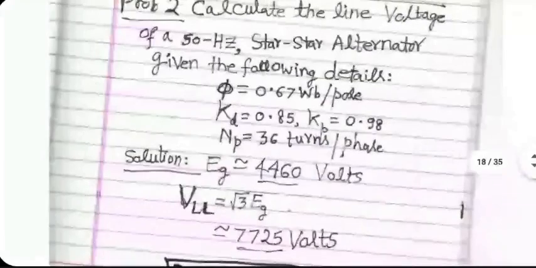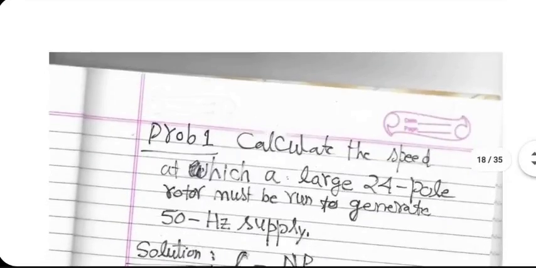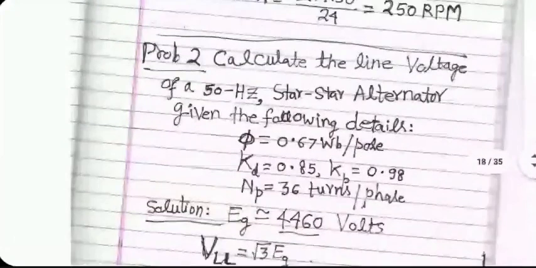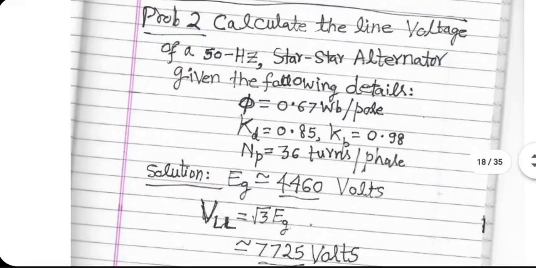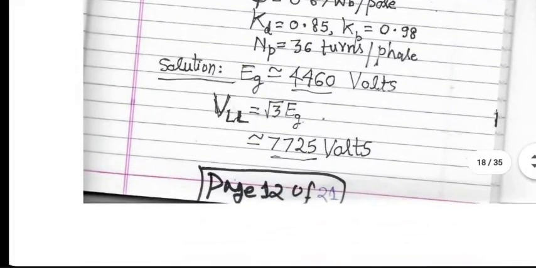EG will be easy enough to calculate based on this equation and the given numerical values. It will work out to about 4460 volts. But line to line voltage will be square root of 3 multiplied by that value, which is 7725 volts. If I had given you delta system here, delta alternator, then EG would have been same as line to line voltage.